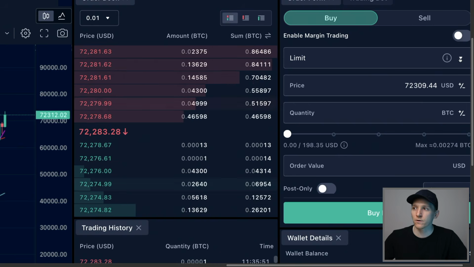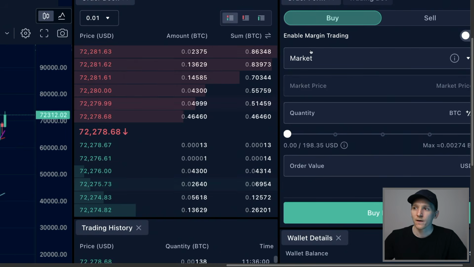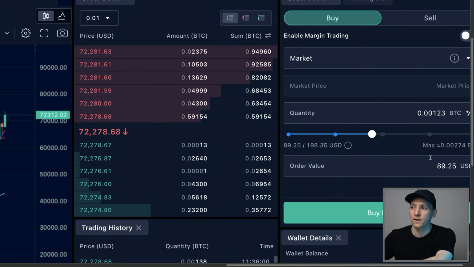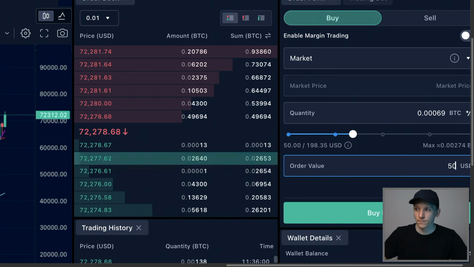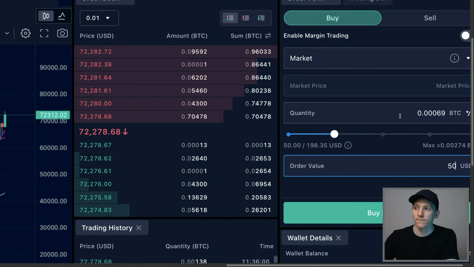So the first thing we can do is go to market order. This is where you don't choose the price that you pay, but you choose a quantity that you buy. So if my order value right here is, let's say, $50, what that means is I'm going to spend $50 and I'm going to buy some amount of Bitcoin. I don't know the exact amount because I don't know the exact price that I'm going to trade at.